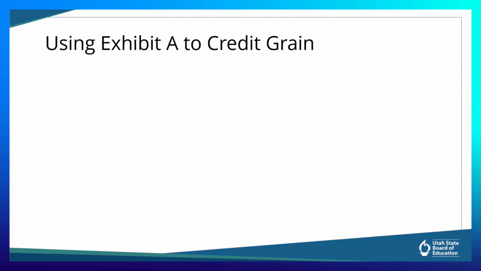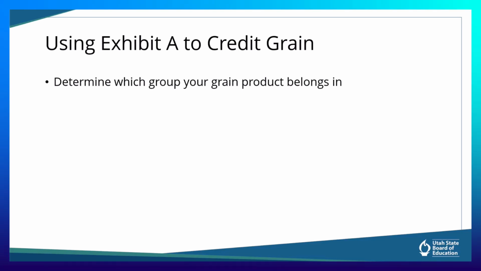Now let's talk about how to use Exhibit A. There are 4 basic steps to using Exhibit A. Step 1 is to determine what type of grain product you have and determine which group it belongs to. If you are unsure about how to group a particular product, please reach out to your assigned child nutrition specialist.